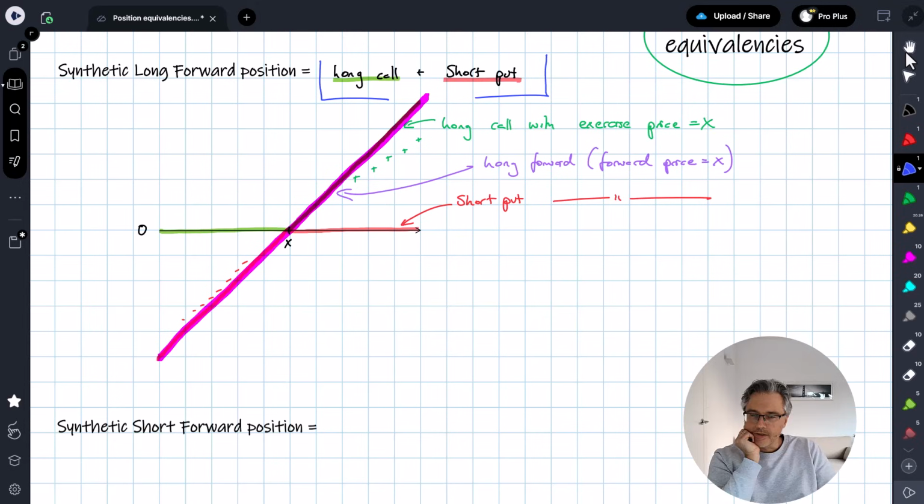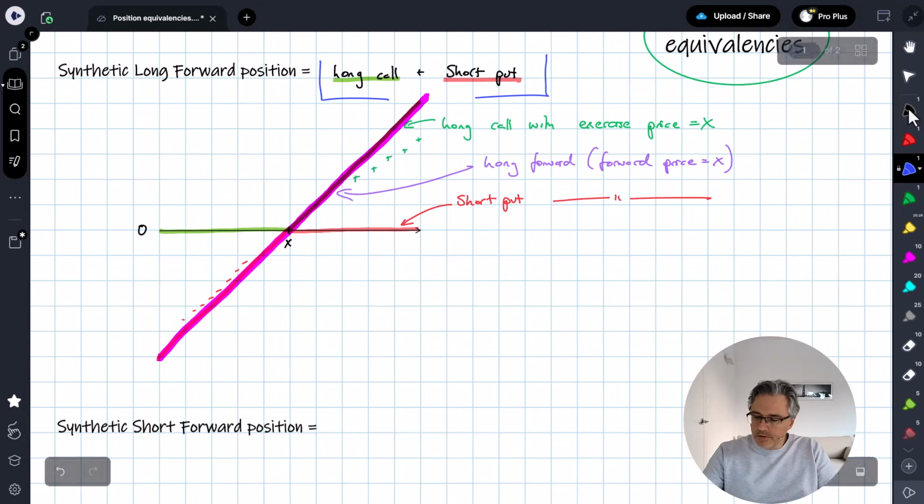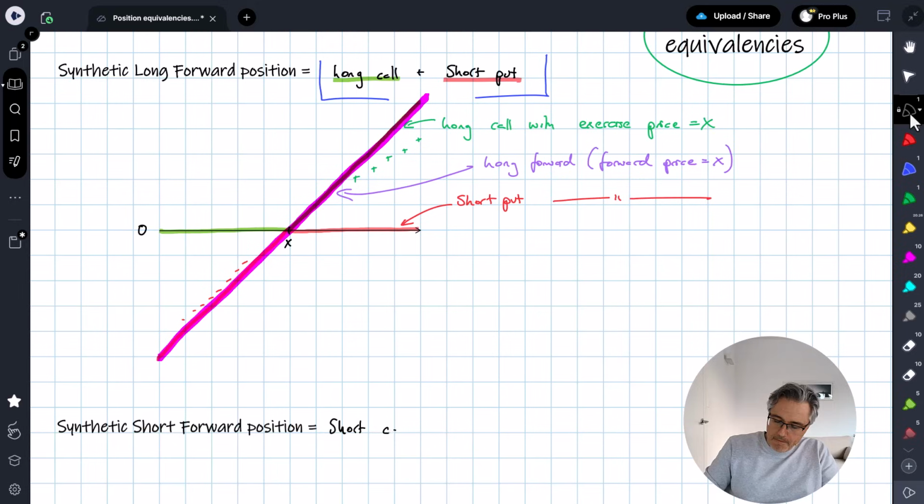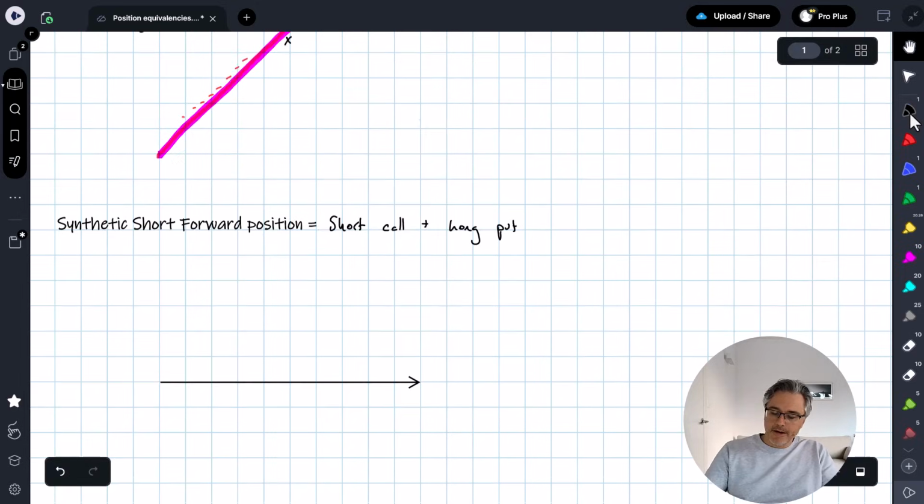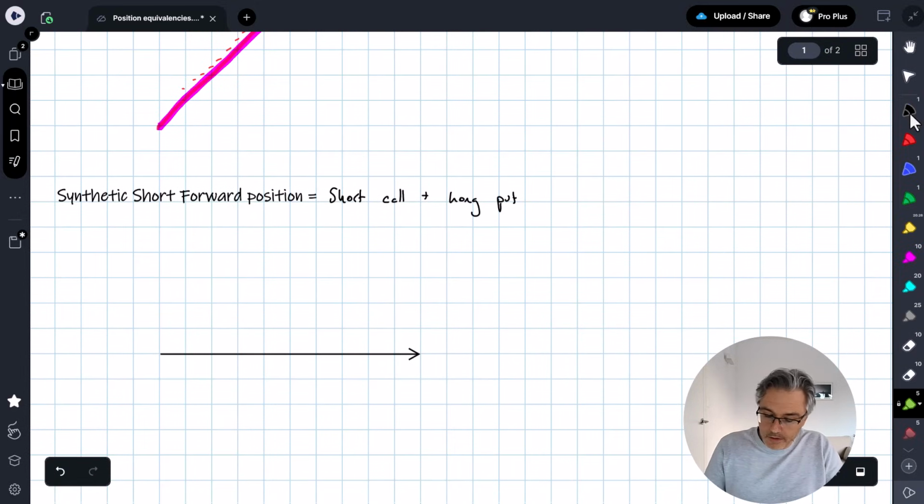So if we had a long call up there, we're going to have a short call down here, and we will supplement that with a long put, and that should do the job. We will of course check graphically if it does indeed work.